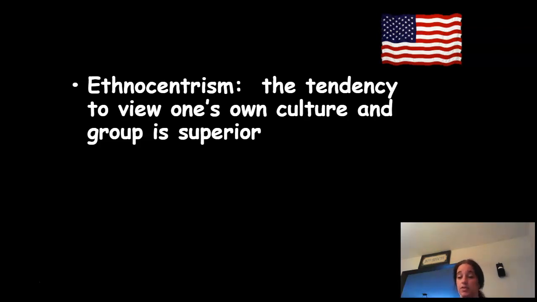Do we have a tendency to believe that the way that we do things is the best way to do things? Absolutely. Guess what? The people of Korea believe that the best way to do things is the way that the Koreans do it. The people of Serbia believe the best way to do things is the way the Serbians do it. People of Russia believe the best way to do things is the way that the Russians do it.